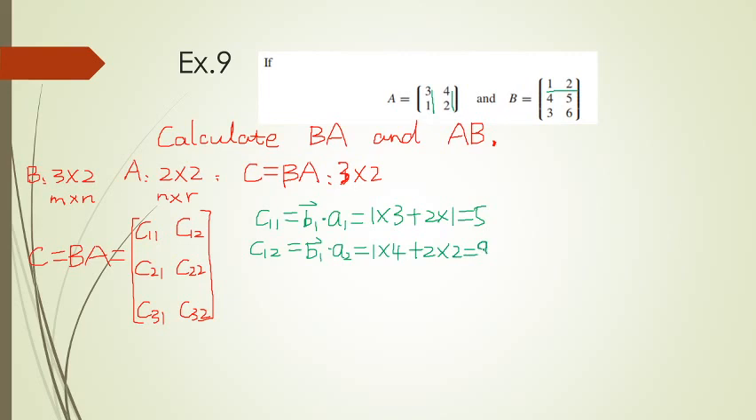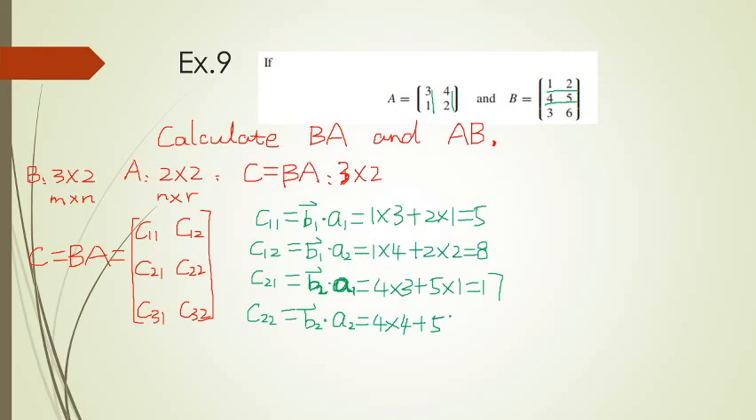C21 is the second row vector times the first column vector. The second row vector, which is 4, 5, times 3, 1. 4 times 3 plus 5 times 1, which is 17, right? And then C22 equals B2 row vector times A2 column vector. 4, 5 times 4, 2. 4 times 4 plus 5 times 2, which is 26.